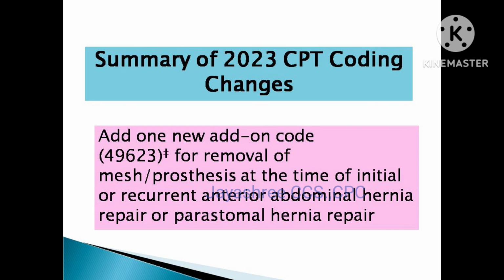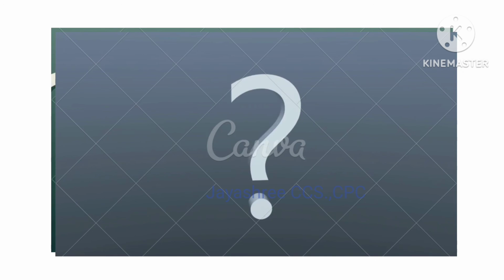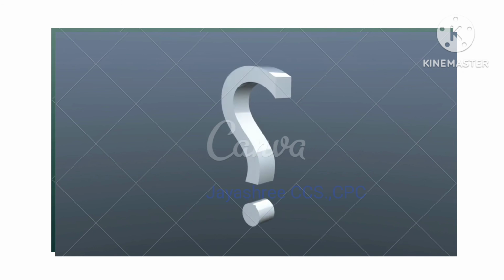Okay, then one new code from the 15000 series, 15778, for implantation of absorbable mesh or other prosthesis for delayed closure of defect of the external genitalia, perineum, or abdominal wall due to soft tissue infection or trauma. Okay, so these are the changes in 2023 in hernia repair.